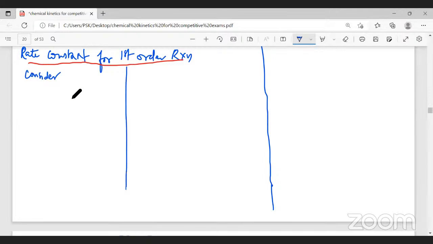What is this R called as? R is called as reactants and P is called as product. Now, according to the law of mass action, we can write that the rate of a reaction is directly proportional to the concentration of the reactant. What's the reactant here? R. So rate is directly proportional to the concentration of the reactant.